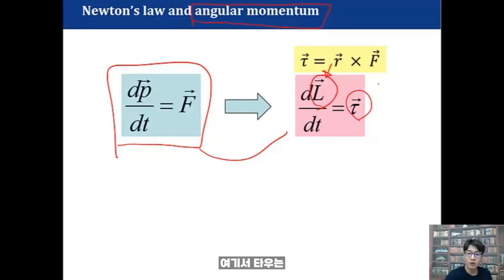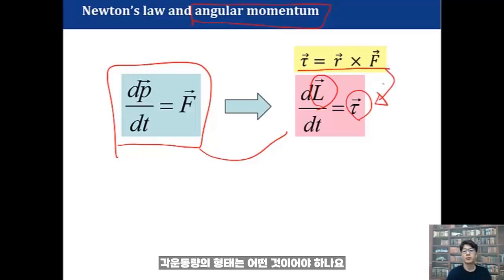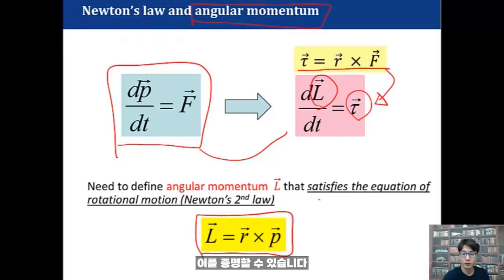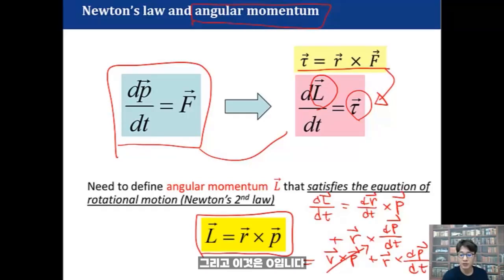Here, tau is this. What should be the form of angular momentum? The angular momentum should have this form. You can actually prove this. The dL/dt is, and this term is 0 because momentum p is parallel to velocity. So r cross F is torque.